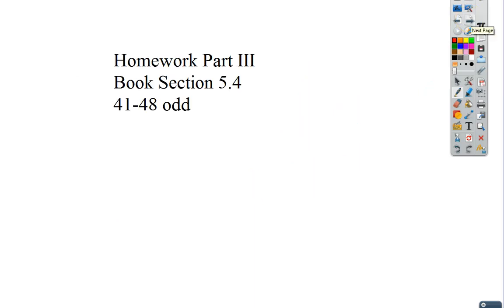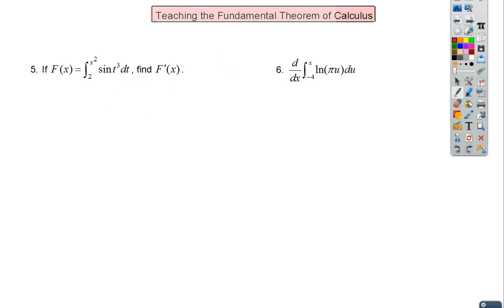So what we're going to do over the next several slides, because that's all the slides for this setup, and homework part 3 is here, 41 to 48 odd, all in your book. These next set of slides are going to be all about what types of problems you can see in your book, and hopefully a little bit of a review and a little bit of help for you on these problems.